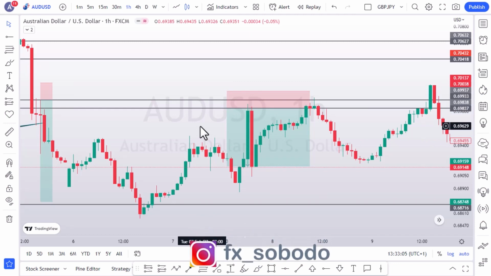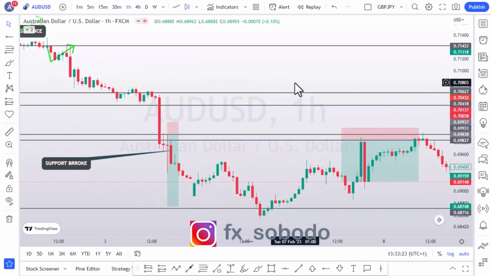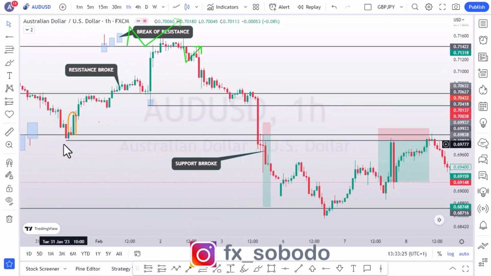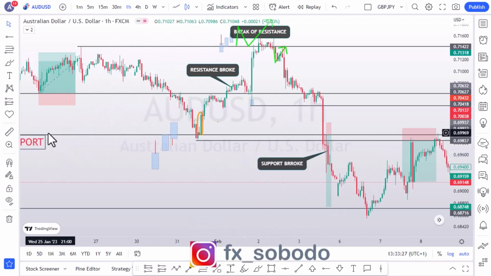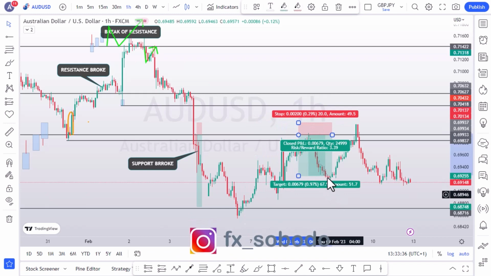Make sure you frame a particular risk to reward ratio. If you are using this strategy, make sure that if you are risking, let me say 20 pips, at least get 2 times what you are risking or 3 times what you are risking, which is okay. So you see, for this week, this same support here, when it broke the one here, that's when we got this second one.